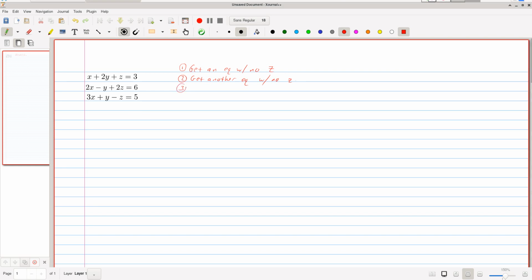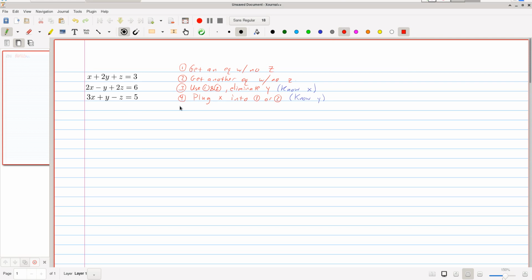Once you have those, we're going to use the two equations we just found to eliminate another variable. So let's say we eliminate y. Now we know what x is. Once you know x, we're going to plug that x value into one of the equations with no z, either 1 or 2. At this point, now we know y.